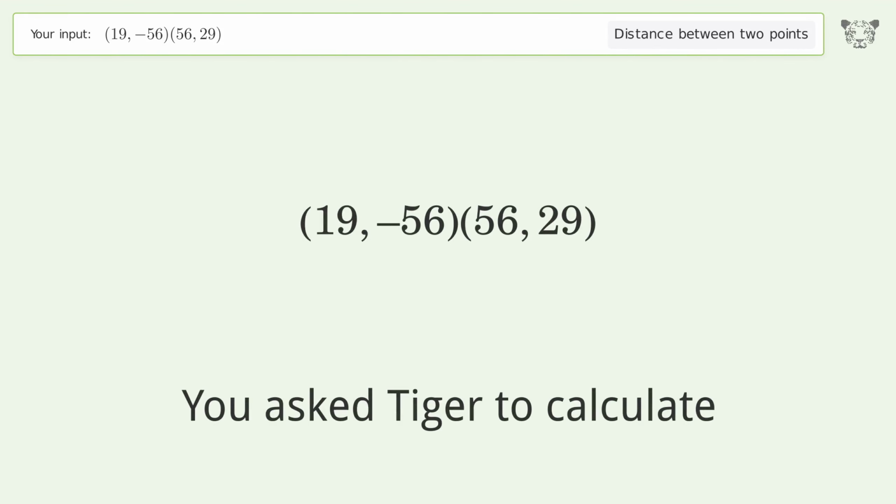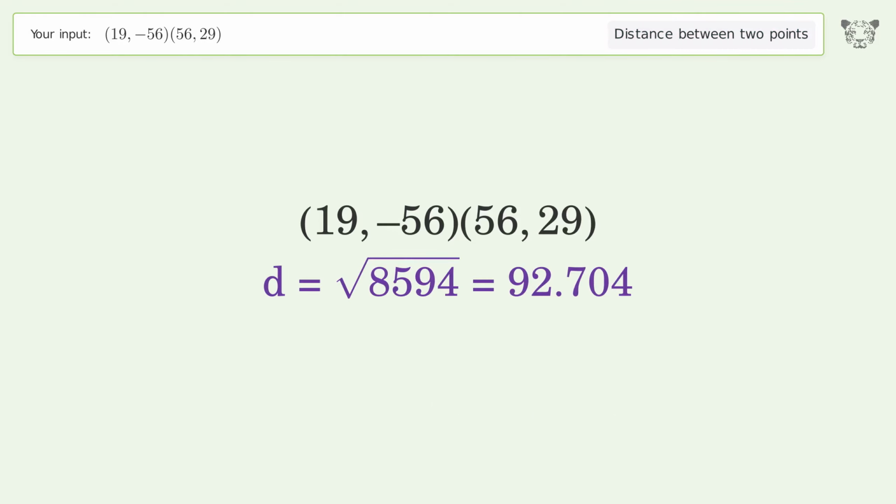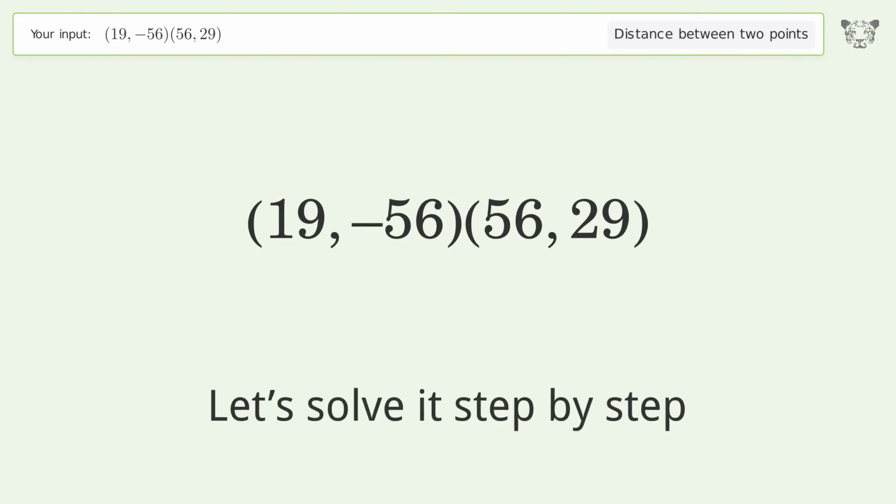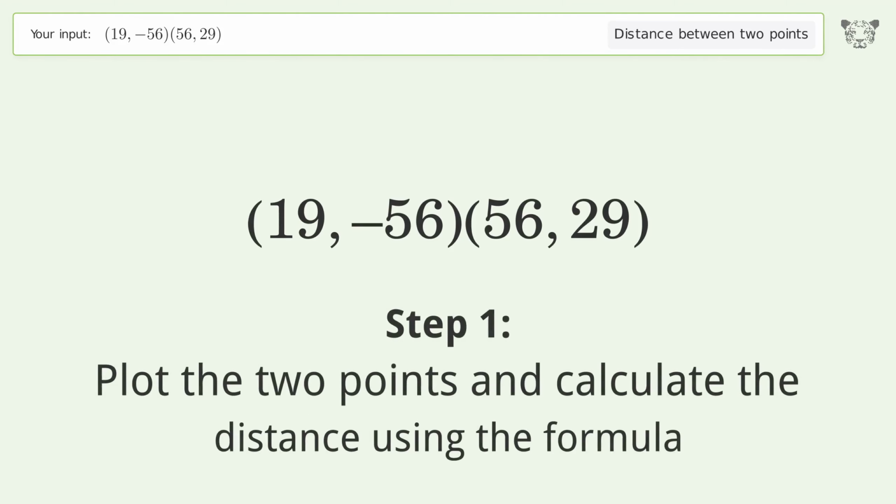You ask Tiger to calculate the distance between 2 points. The distance between the 2 points is the square root of 8,594, or 92.704. Let's solve it step by step. Plot the 2 points and calculate the distance using the formula.